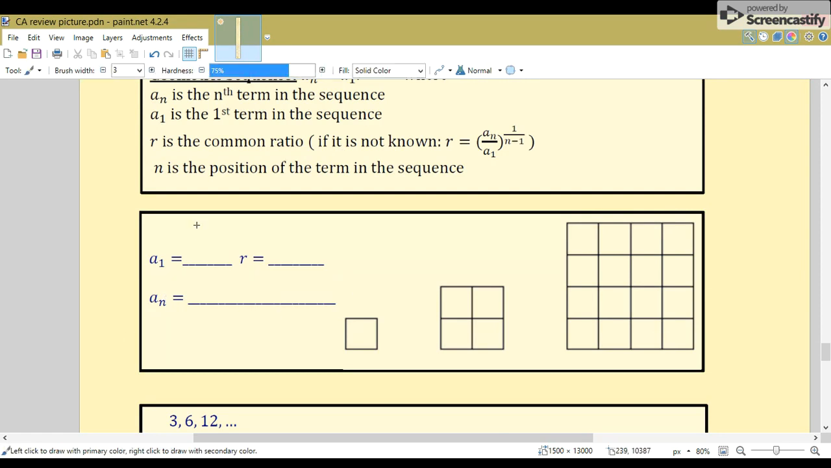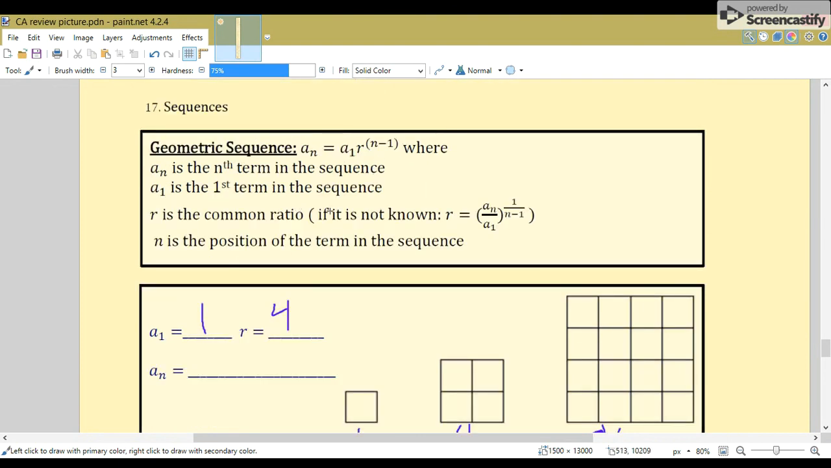So if we look at this example right here, our pictures, we're going to go ahead and label the pictures. We have 1 square here, 4 squares here, and 16 squares there. So our first term in the sequence is 1. So we're putting 1 right there. R, that's our common ratio. What number times 1 is 4? 1 times 4 is 4. 4 times 4 is 16. So yes, it works. It is geometric. Our R is 4. A of n, plug it into this formula. 1 parentheses 4, close parentheses, to the n minus 1 power.